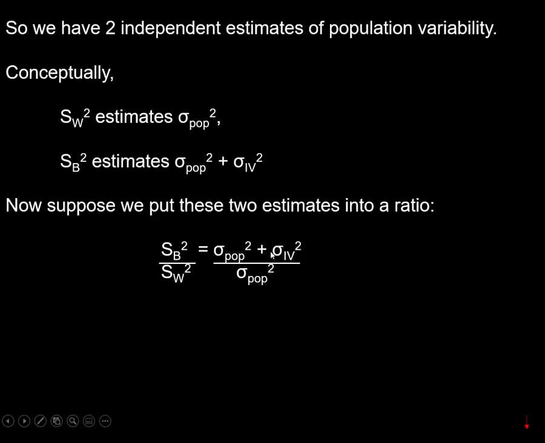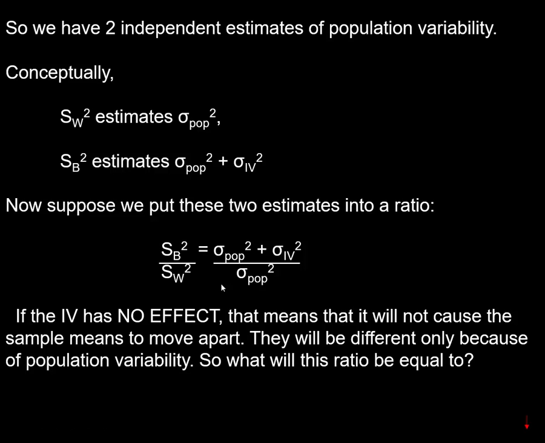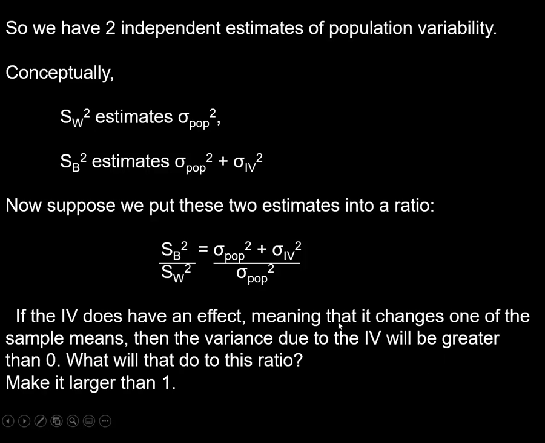So what would we expect this to be if the independent variable has no effect or has no relationship to the dependent variable? Then we would expect that we just have two estimates of the same population parameter, and so we would expect this ratio to be 1. If the IV has no effect, it will not cause the sample means to move apart. They will be different only because of population variability, and so we expect it to be equal to 1. Now, what happens if the independent variable does have an effect? It's adding variability to this between group variance estimate, and so we expect this ratio to get bigger than 1. The more variability the IV is adding, the bigger this ratio gets.